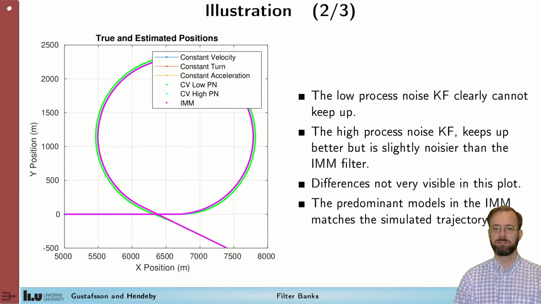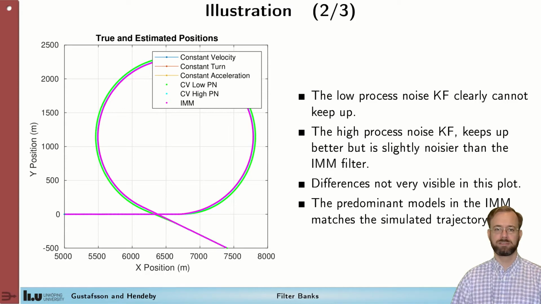This is the result of applying these different filters to the estimation problem. And we focus on this most interesting part here, which is the coordinated turn part, as it's most difficult for the filters to follow. The green line that you see here is the result of a constant velocity Kalman filter with low process noise. We see that low process noise makes the Kalman filter unable to actually follow the trajectory as we want. It's lagging a bit. The constant velocity with high process noise and the IMM filter both follow the trajectory quite well.